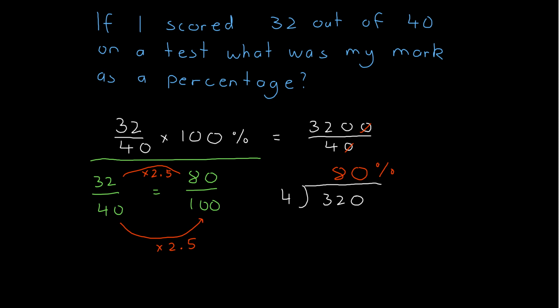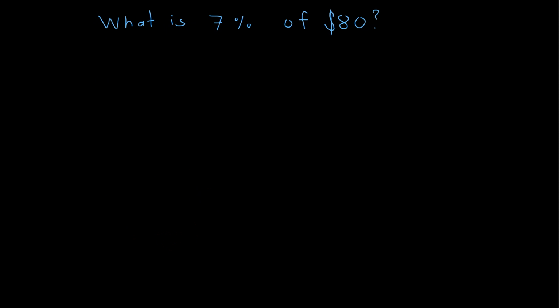Okay, let's look at our next example. What is 7% of $80? So again, we're going to do this one by going straight from a percentage to the amount, and we're not actually going to use converting the percentage to the decimal first. Okay, so let's have a go. Pause your video, and okay, I hope you've unpaused it and you've got your answer.